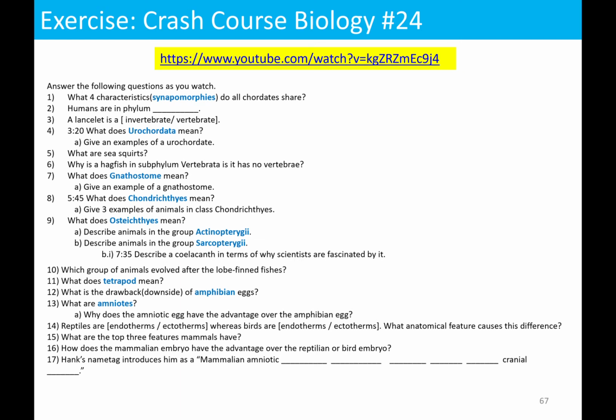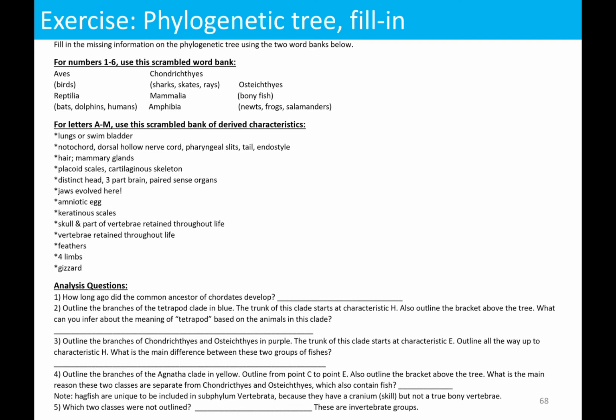For your two exercises, the first one you're going to do is watch this video and then answer these questions as you watch. For the second exercise, you're going to fill in a phylogenetic tree. You'll fill in the missing information on the phylogenetic tree using these two word banks below. For numbers 1 through 6 on the tree, use this scrambled word bank.